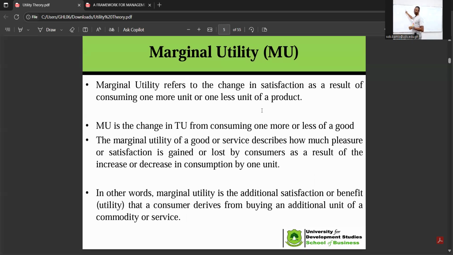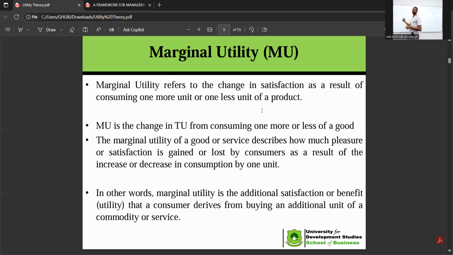Marginal utility. So when you take the second unit, you are not going to have total utility to be the sum of the satisfaction you derive from the first unit and the second unit. And so if we try to measure how changes in the total utility result from the change in the quantity that we consume, what we get is what we call what?